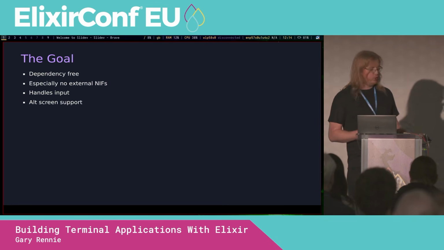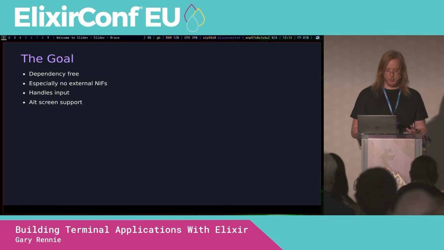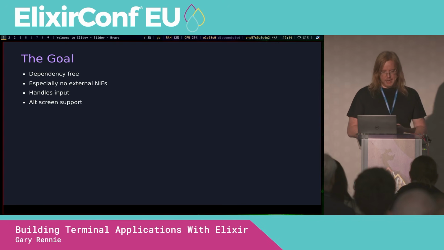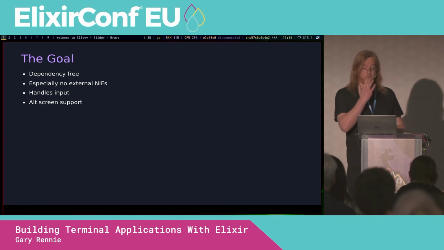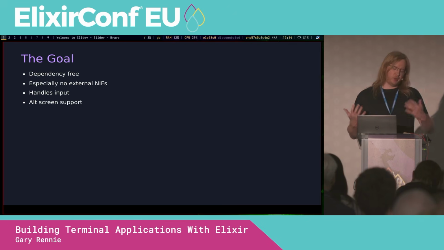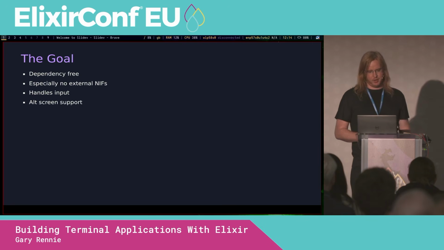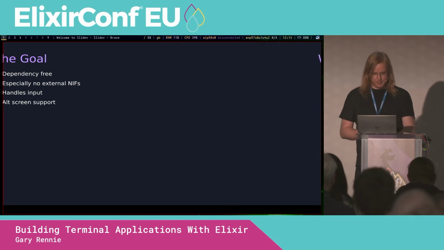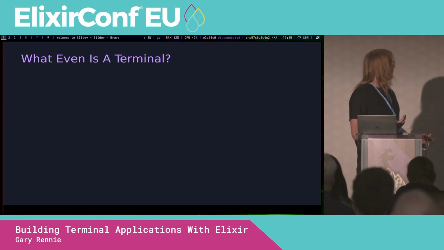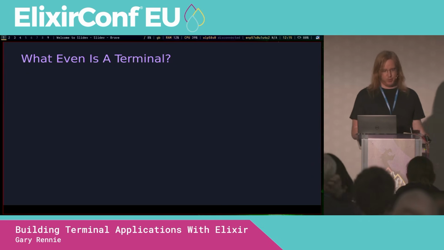It needs to handle input as well as output. Some of the libraries I showed on the previous slide were focused on output, but I also want to handle key presses and things like that. And also alt screen support. So if you are using your terminal and you've been doing some stuff and then you open something like top or Vim, and it takes over the whole screen, and then when you close it, your output's still there in the buffer, that's using the alt screen. So I need to support that. But before we go there, we need to look back a little bit. What even is a terminal?